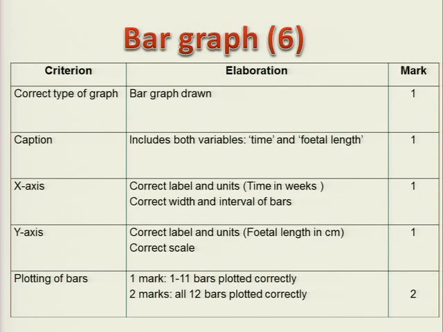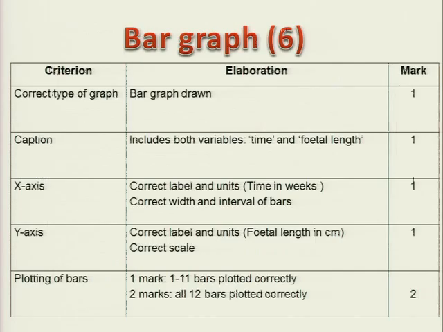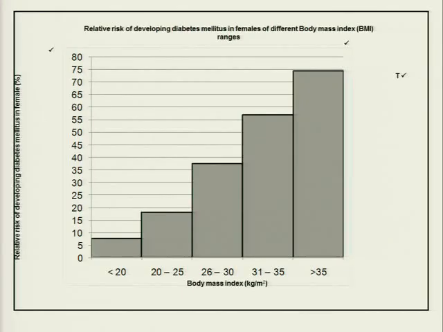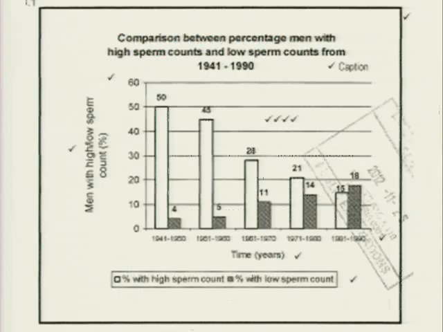Then the bar graph. When you look at the bar graph, how does the bar graph differ from the histogram? In the histogram, all the bars are attached to each other, but in the bar graph, they are separated. This one is a histogram. And then I wanted to explain this one, sorry, the bar graph.